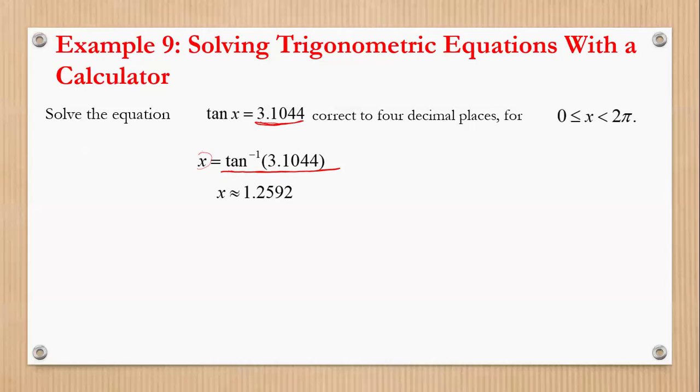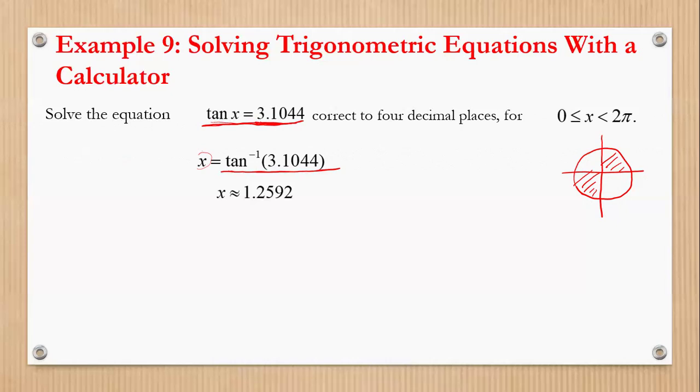But we need all the angles from 0 to 2 pi. This equation tells you that the tangent is a positive number. And we know in the unit circle, quadrant 1 and quadrant 3 are the quadrants where the tangent is positive. So if I want to find all solutions from 0 to 2 pi, I need to find an angle in the first quadrant and an angle in the third quadrant.